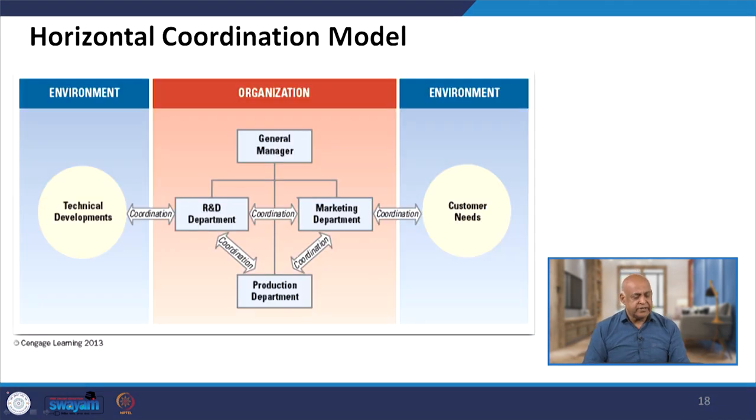This horizontal coordination model has the environment, organization and the outcome. Here there is a technical development, then the general managers, R&D department, marketing department and production department coordinate, and finally they meet the customer needs.